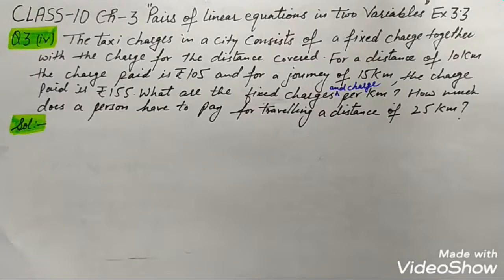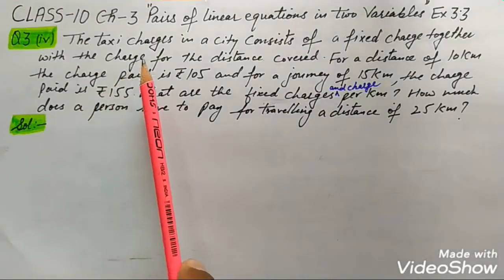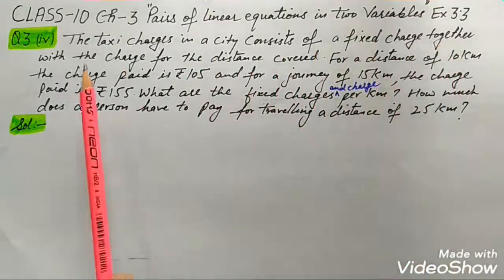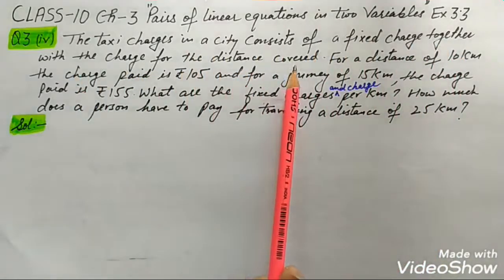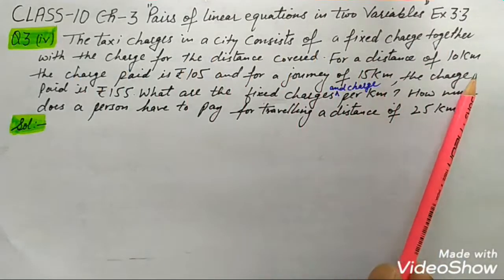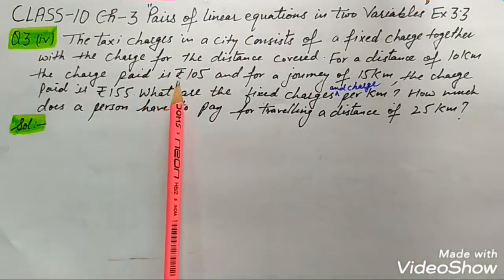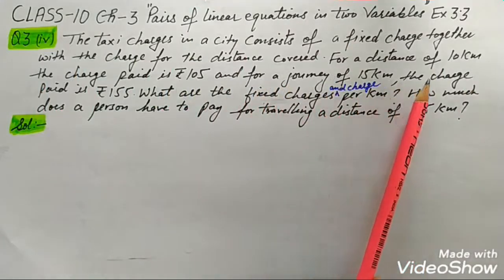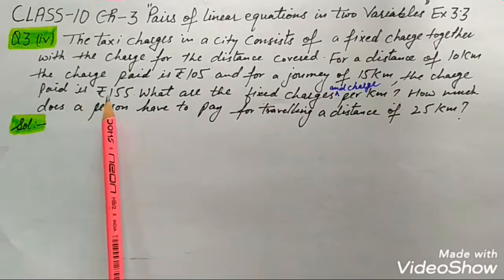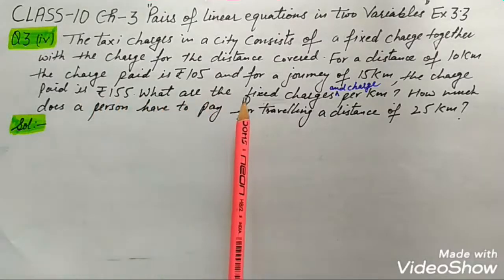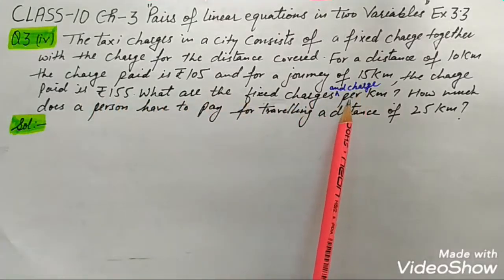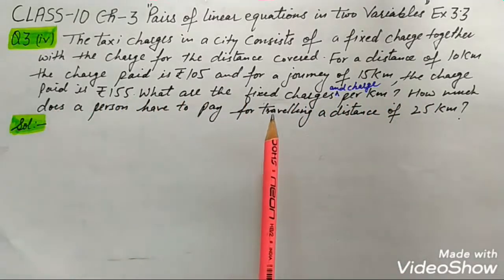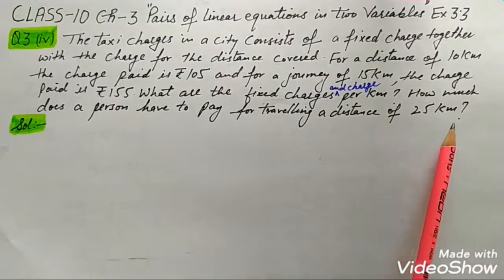Let's do this question. The question is, the taxi charges in a city consist of a fixed charge together with the charge for the distance covered. For a distance of 10 km, the charge paid is rupees 105, and for a journey of 15 km, the charge paid is rupees 155. What are the fixed charges and charge per kilometer? How much does a person have to pay for traveling a distance of 25 km?